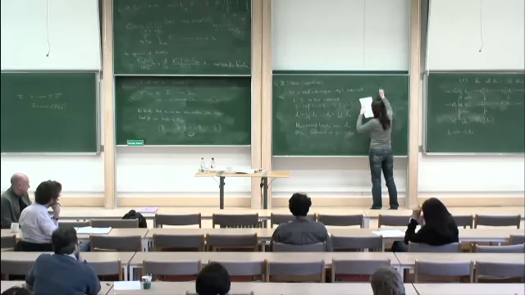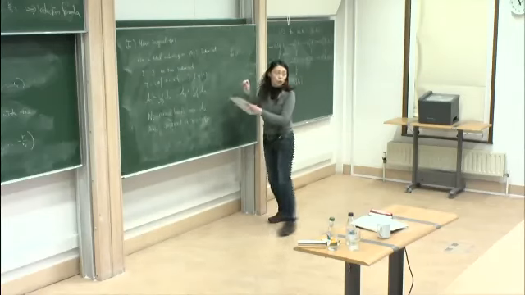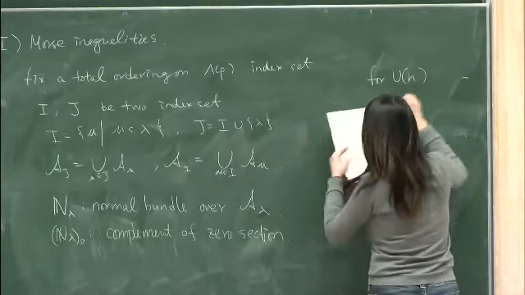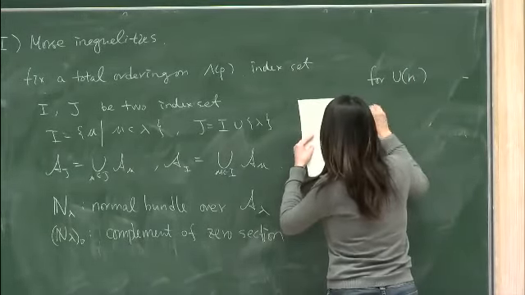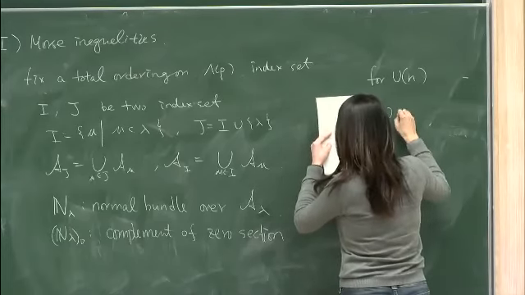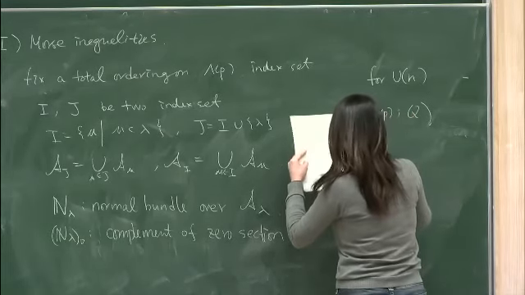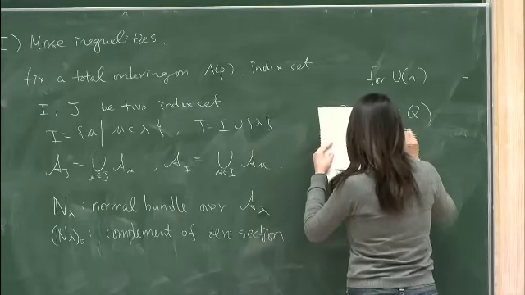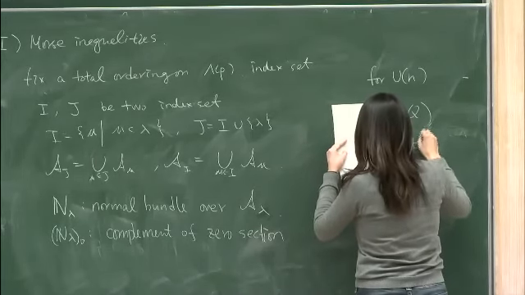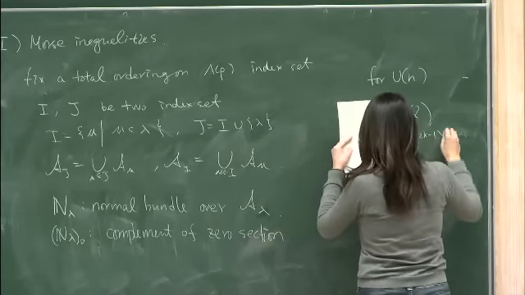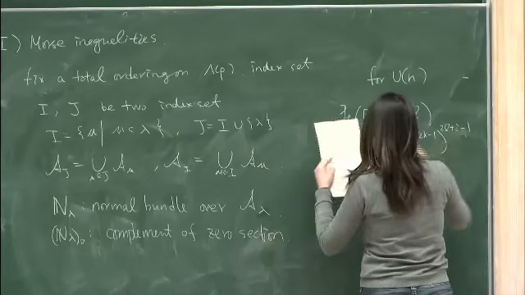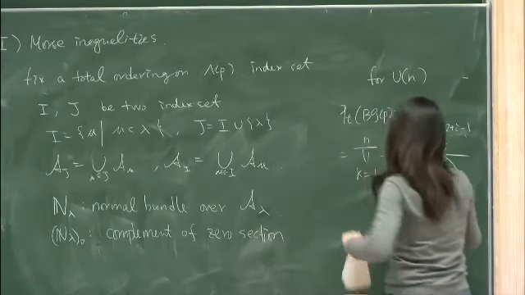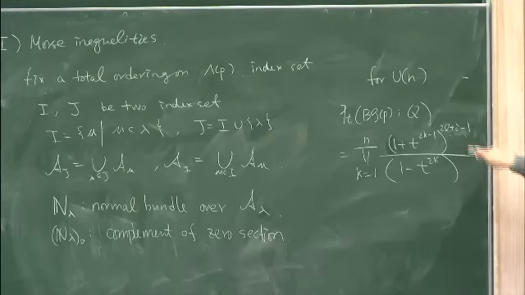For example, for U(n), of course we look at rational coefficients. The Poincare polynomial P_t(BG) is just the product of (1 + t^(2k-1)) to the power of 2l + I - 1, divided by (1 - t^(2k)).